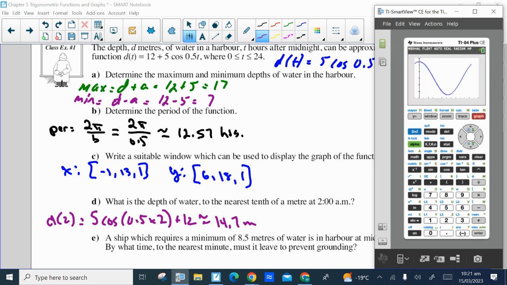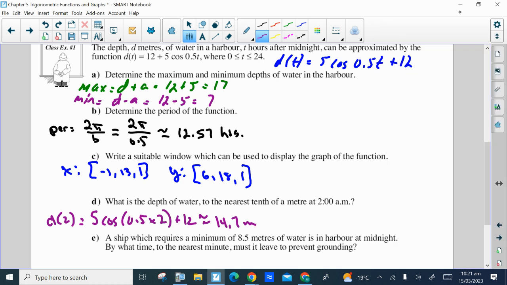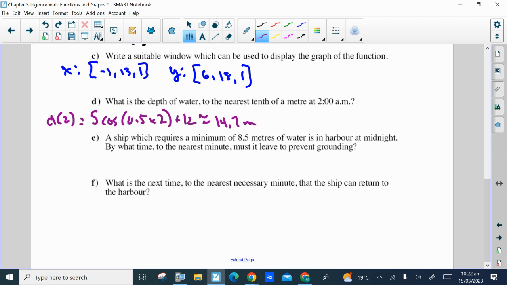So now when we graph it, we see one complete cycle of this graph. And we want to know what the depth is when t, or in this case x, is 2. So we go into the trace mode, go to enter, and you get exactly the same answer, 14.7 meters. So you can either use the equation in your calculator or the graph on your calculator to get that answer.